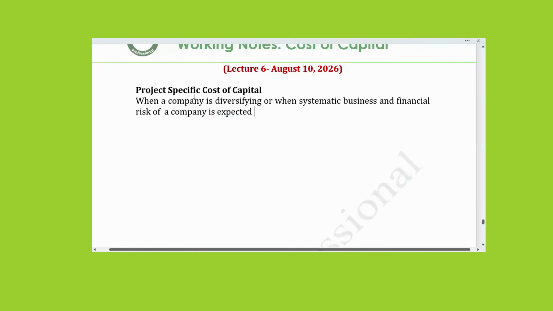This is estimated when a company is diversifying, or when the systematic business and financial risk of a company is expected to change.